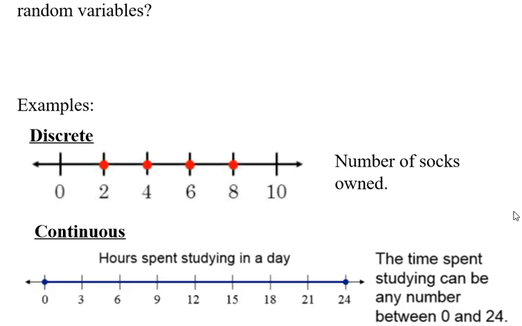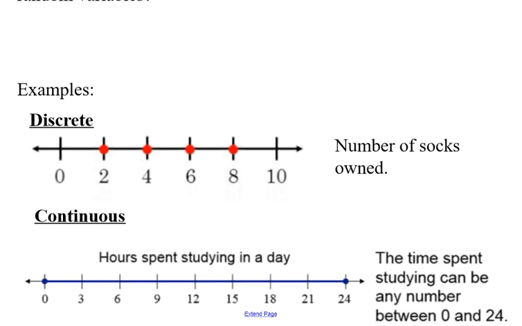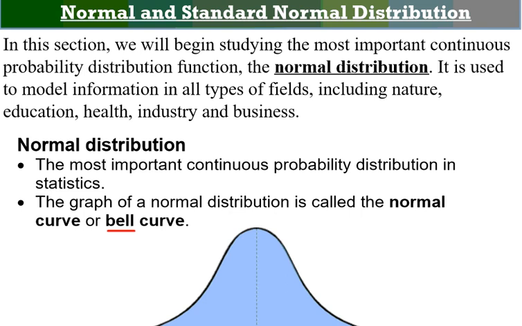However, if I was studying the time spent studying, it could be theoretically any value between 0 and 24, since those are the number of hours spent in a day, and you can do parts of an hour. So that's the difference between discrete and continuous. Continuous is a continuous spectrum, and discrete are discrete exact points along the spectrum. In this section, we're going to begin studying the most important continuous probability distribution. Already hinted at that. It's called the normal distribution.